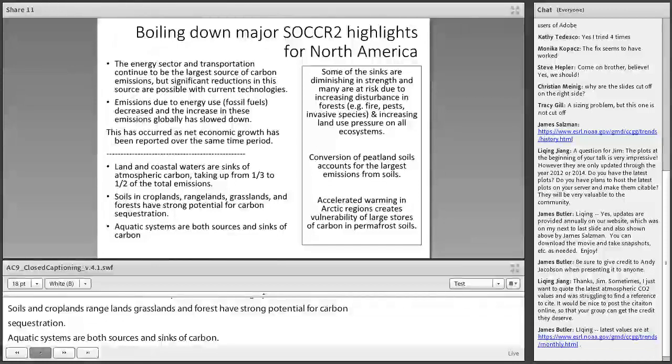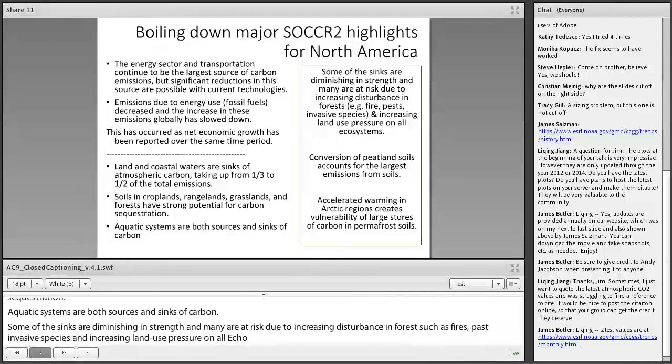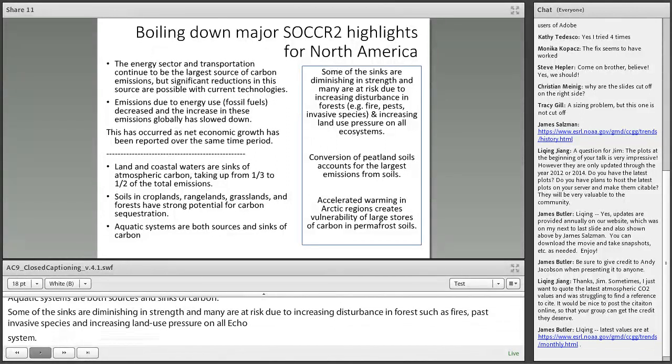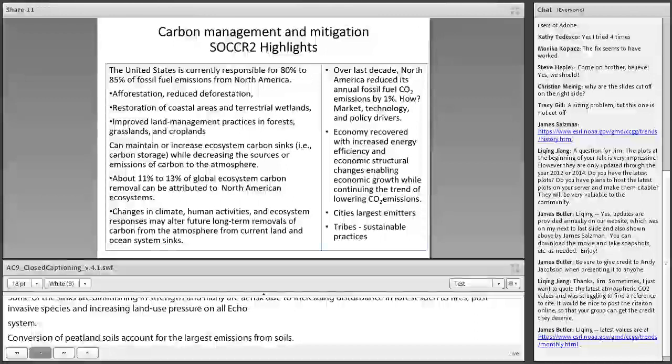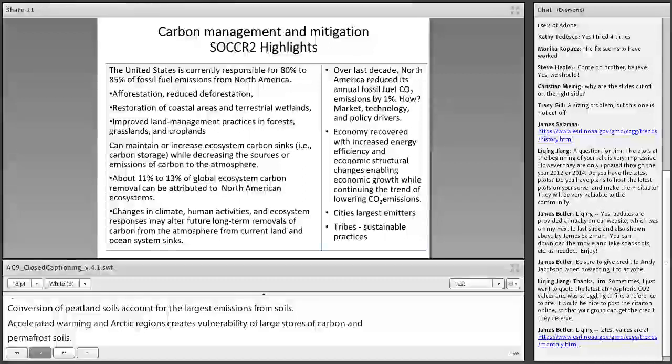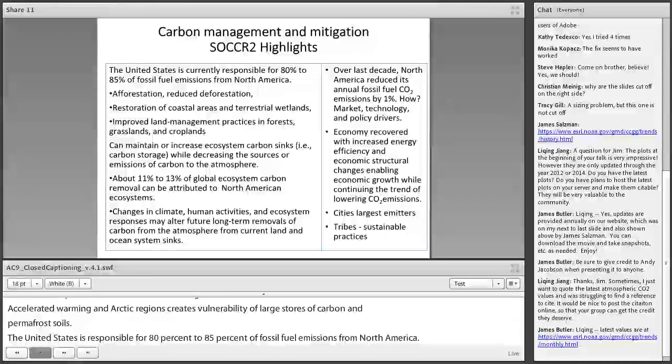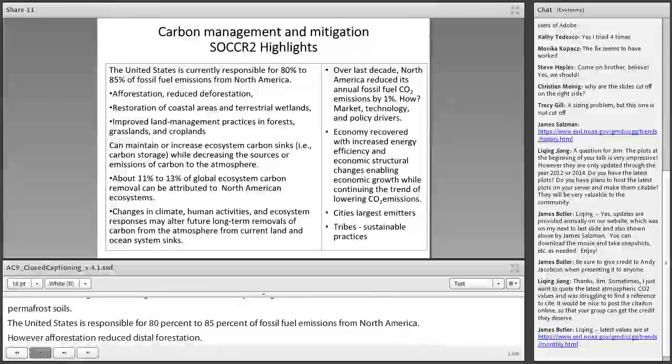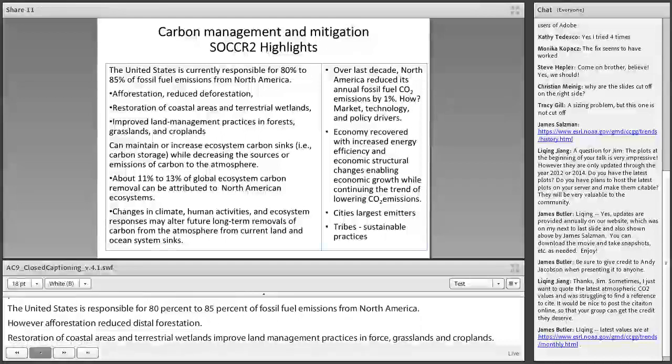Conversion of peatland soils accounts for the largest emissions from soils. Accelerated warming in Arctic regions creates vulnerability of large stores of carbon in permafrost soils. This is a very key major finding. The United States is responsible for about 80 to 85% of fossil fuel emissions from North America. However, afforestation, reduced deforestation, restoration of coastal areas and terrestrial wetlands, improved land management practices in forests, grasslands, and croplands continue to maintain or increase ecosystem carbon sinks, while helping to decrease the emissions of carbon to the atmosphere.